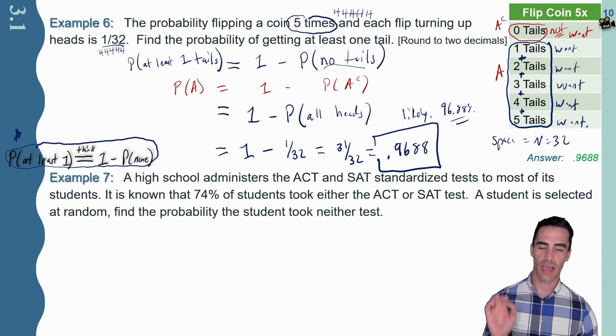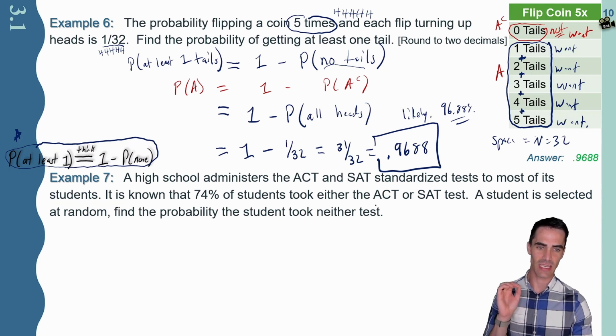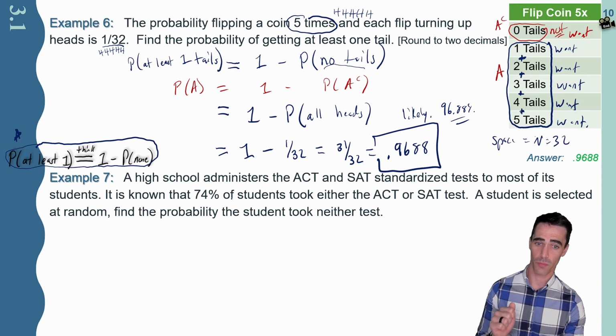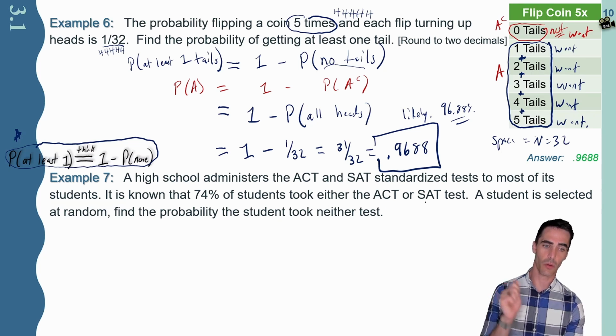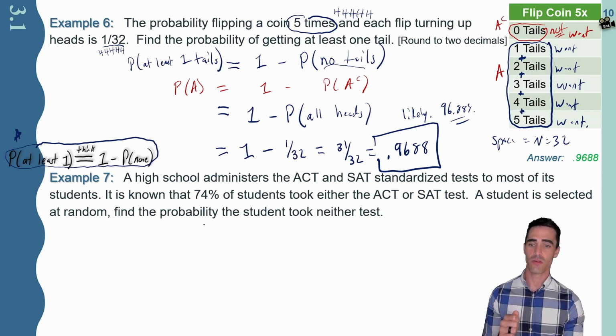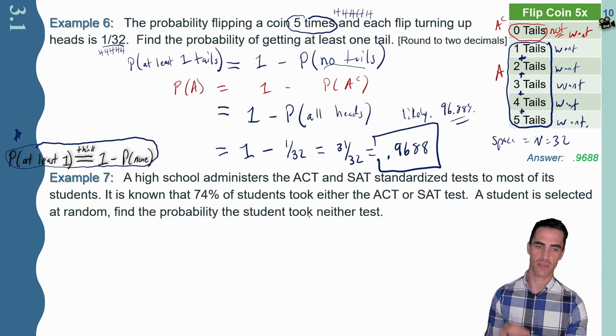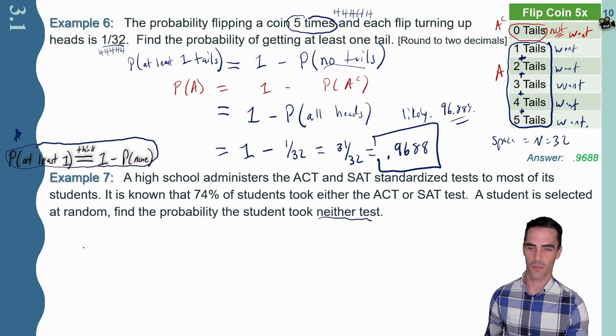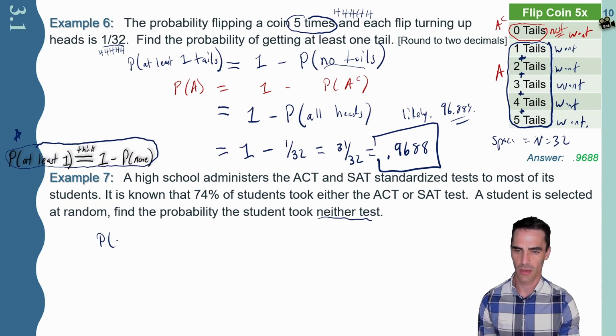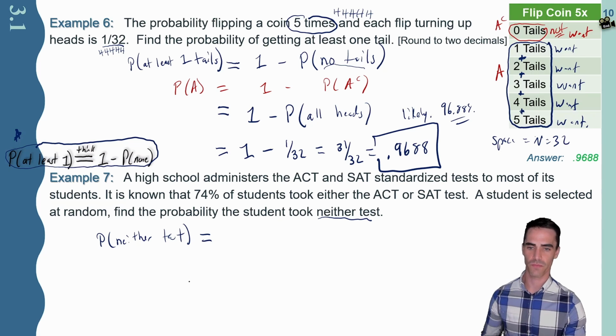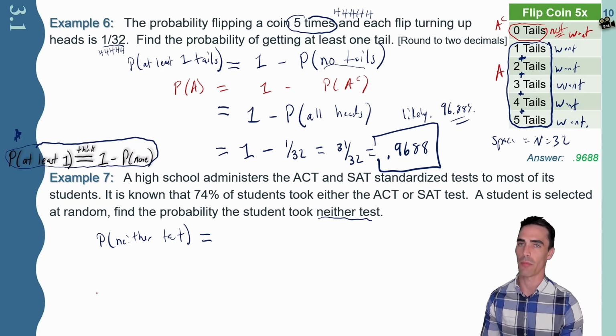Last example. A high school administers the ACT and SAT standardized tests to most of its students. It is known that 74% of the students took either the ACT or the SAT test. A student is selected at random. Find the probability that the student took neither test. This one's a goofy one. Let's dive right in. So I want to find the probability that somebody basically did nothing, that they did neither test. There's a good way to think about this, and it's going to be complements, but let me show you how complements come about.